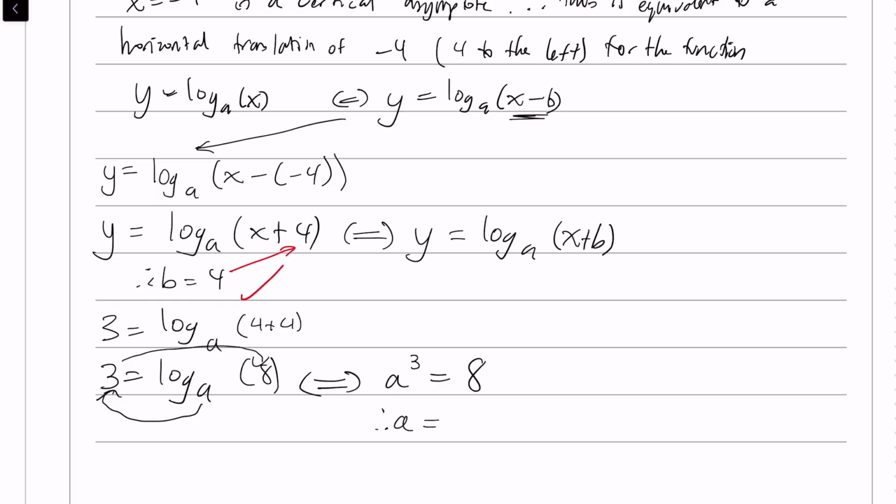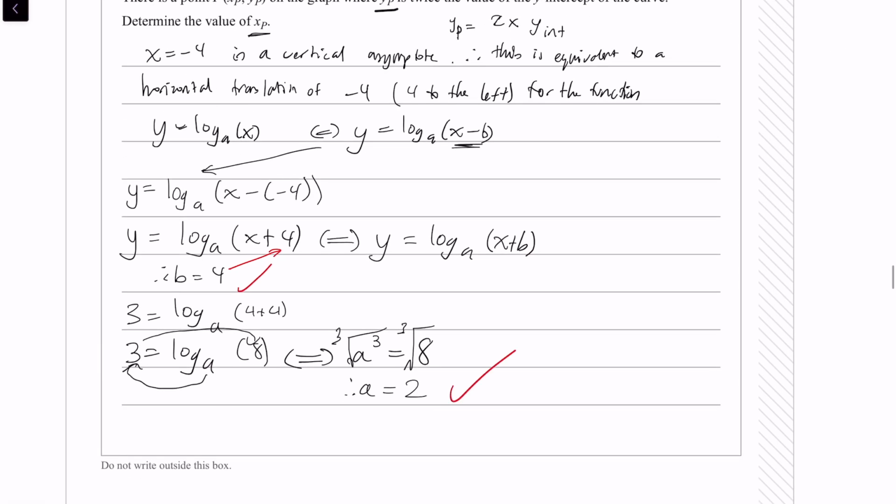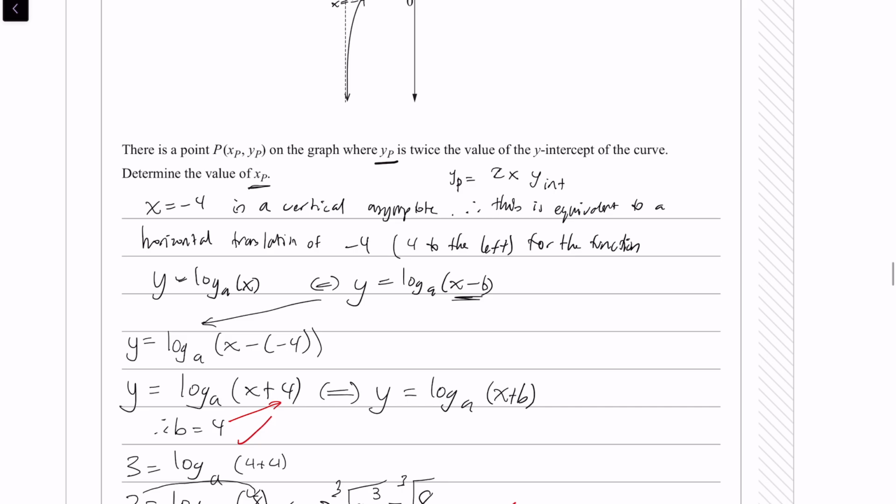So a is equal to 2. Okay, because that's the cube root of 8. There's no other way for that. Because we need to get a on its own, and to get rid of the cube, we cube root. Okay, and now that's our second mark. I can kind of tell that the next mark is to find the y coordinate of point P.